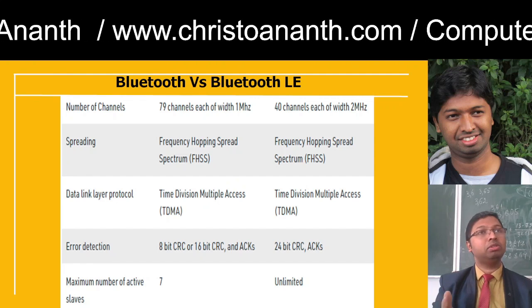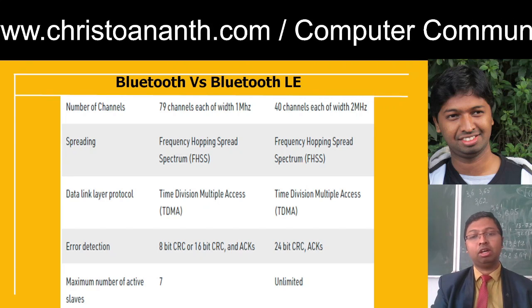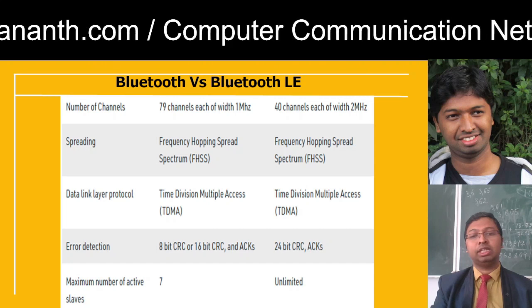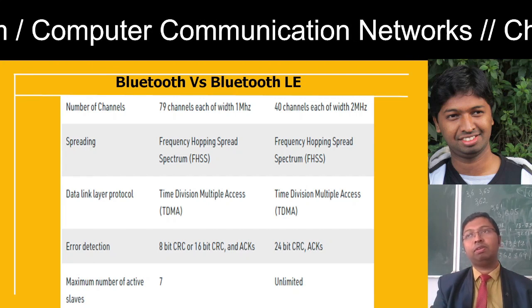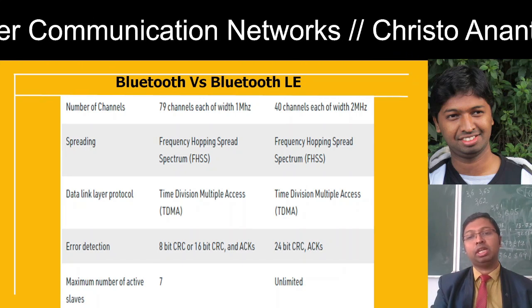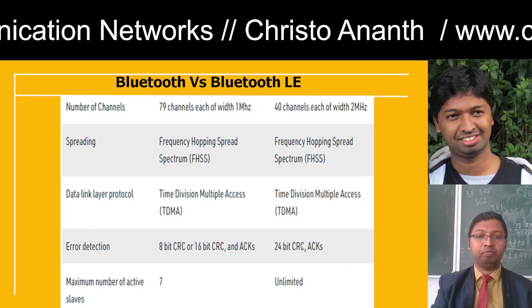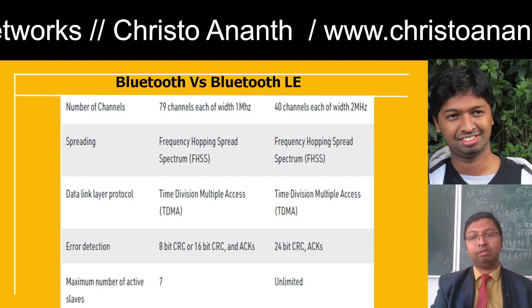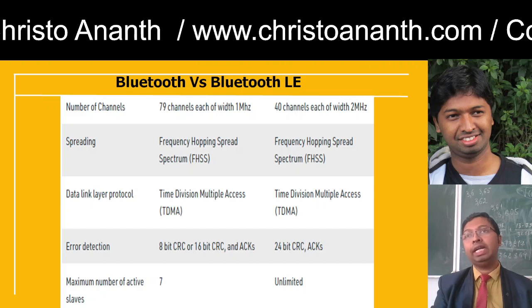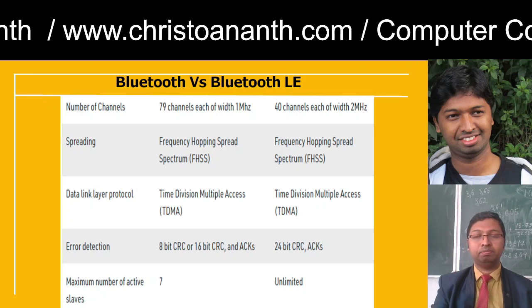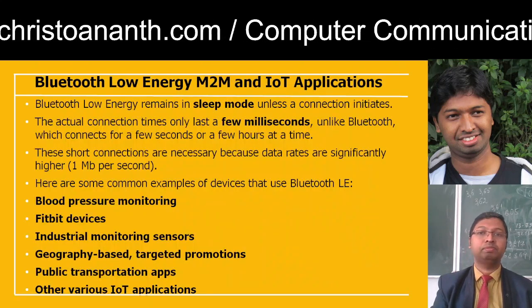Error detection uses 8-bit cyclic redundancy check or 16-bit cyclic redundancy check and acknowledgement. But in the case of low energy, it uses 24-bit cyclic redundancy check and acknowledgement. Number of active slaves is 7 for Classic, and unlimited for Bluetooth low energy. So this is the comparison.